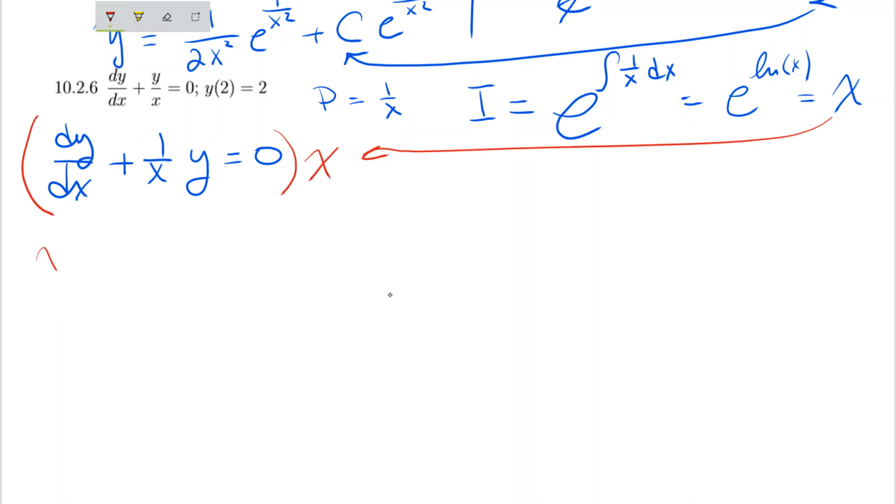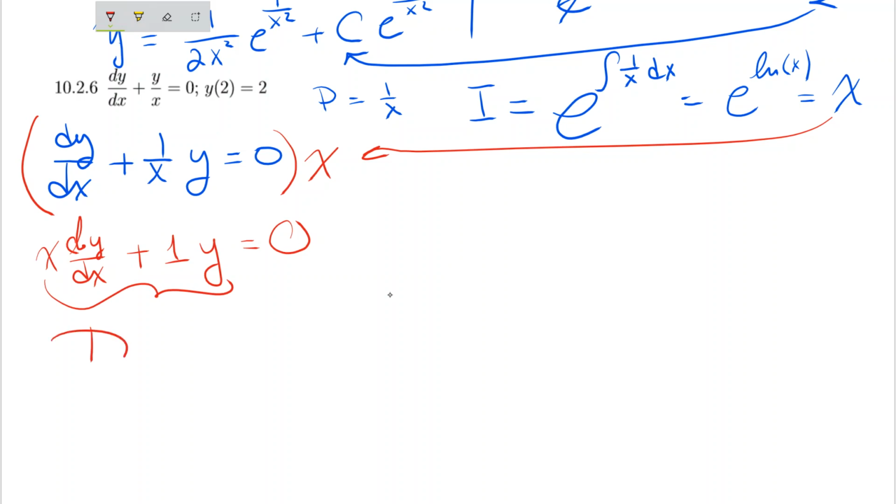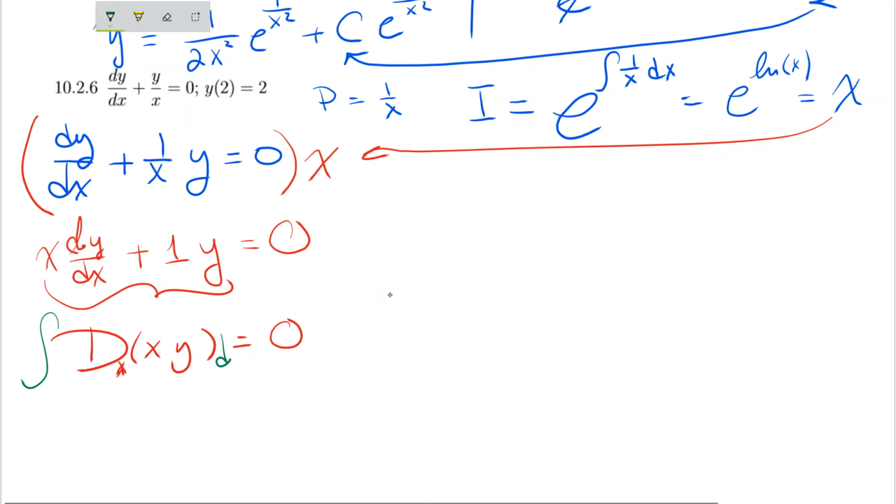So on this side, I'm going to get x dy/dx plus, and here's where this is going to get weird, x times 1 over x will just give me a 1. y. Equals 0 times x will still be 0. I have a bad feeling about this one. I don't know why. These two will make a big D with respect to x of xy equal to, well, 0. Now I got to integrate. Here's the thing. The integral of 0 is 0 times x plus c, so you're just going to get a c on this side. Because when you do the derivative of c, you get nothing. The derivative of a constant is nothing.